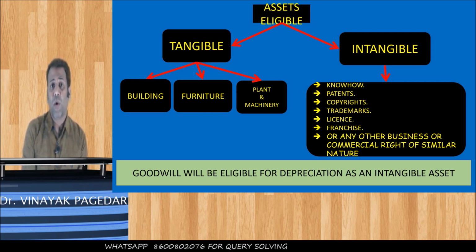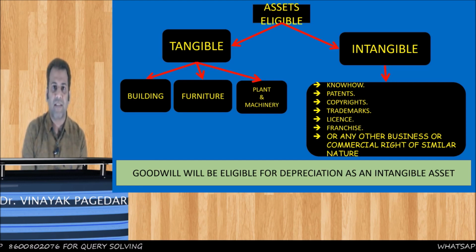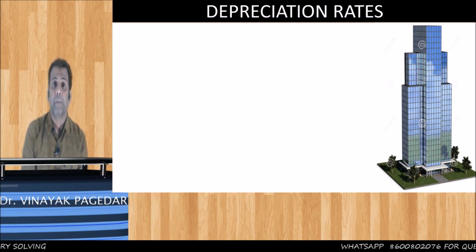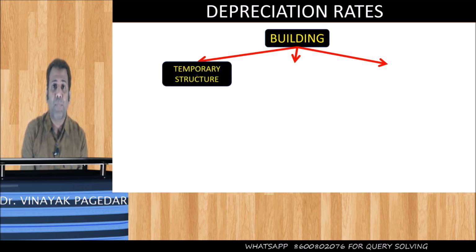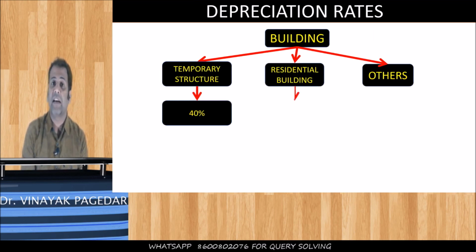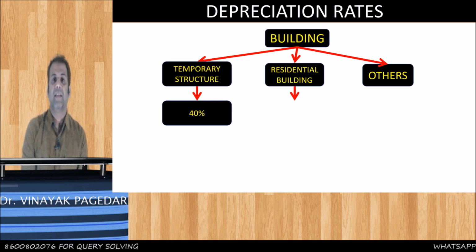Now, if you analyze Rule 5, the rates of depreciation are given block wise. So the key rates, the most important rates I'll be discussing, please observe. First, building. In the building category, 3 parts. Temporary structures are to be depreciated at 40%. Earlier, temporary structures used to be depreciated at 100%. But then an amendment was introduced saying that no asset should be depreciated at more than 40%.